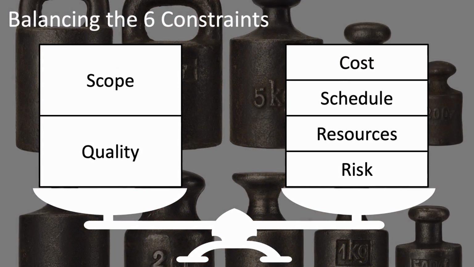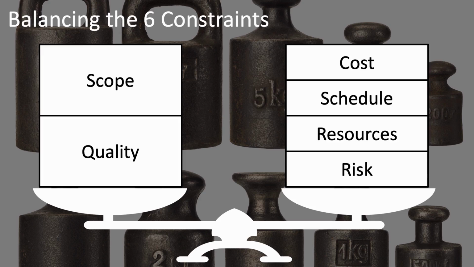Let's review the balancing of the 6 constraints using this equation or scale model. Suppose you have a project and you need to spend less. What could you do? To keep the balance, you could reduce the scope or reduce the quality. You could also increase the risk on the project.